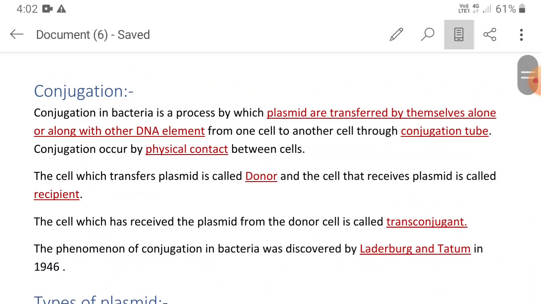So that is today's video. Today we have talked about the basics of conjugation. It is horizontal gene transfer where a plasmid or self-transmissible plasmid is transferred from one bacterium to another bacterium, either alone or along with other DNA elements.